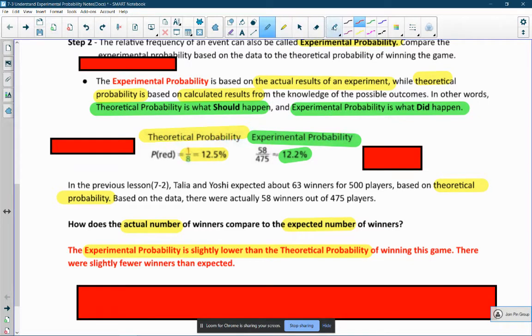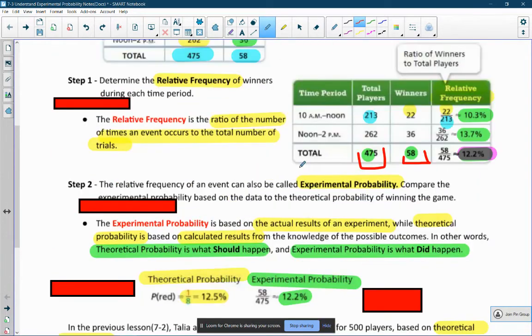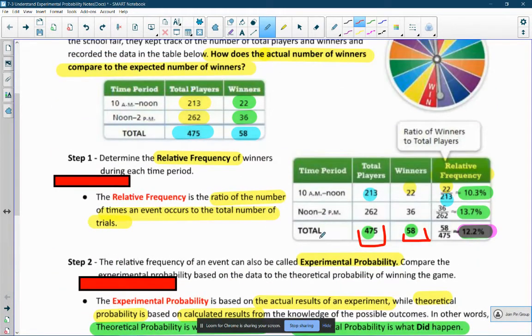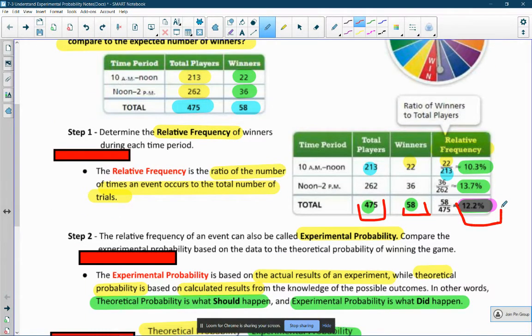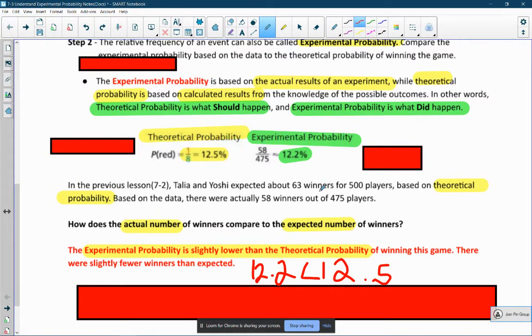And if I wanted to write that here, maybe I'd write it something like this. 12.2, okay, is less than 12.5. The experimental is less than the theoretical probability. There were slightly fewer winners than expected, right? So once again, this is a difference between what should happen and what did happen. What should have happened was this, 12.5% should have won the game. What did happen? 12.2%. So experimental probability, theoretical probability. Okay, let's go to the next page.